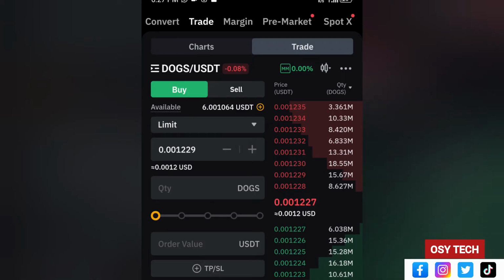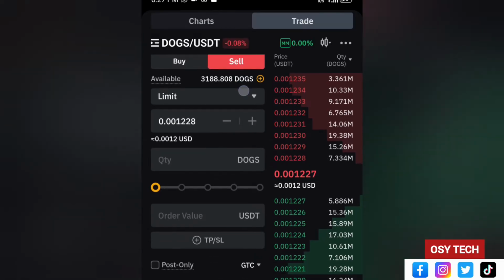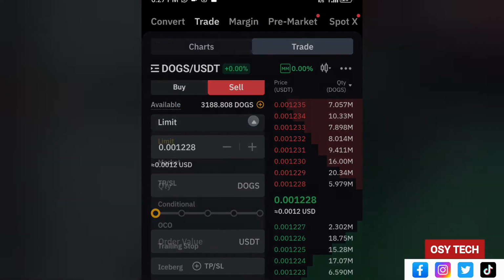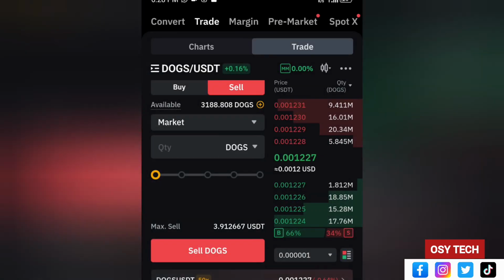So when you tap on it, then you go to the sell. Okay, so we have the buy at where you selected your docs and the USDT. Look down, we have the buy and sell. Then you will tap on the sell. So you tap on the sell, then you will change the limit. Okay, you tap on it from limit to market.